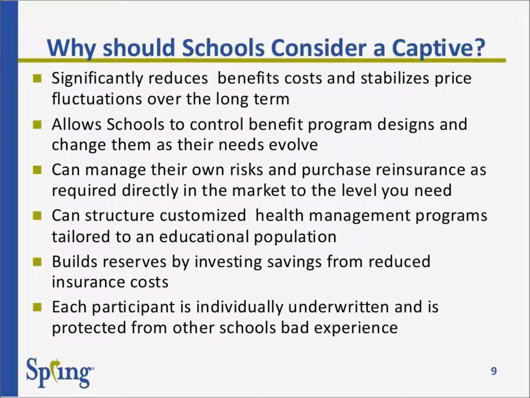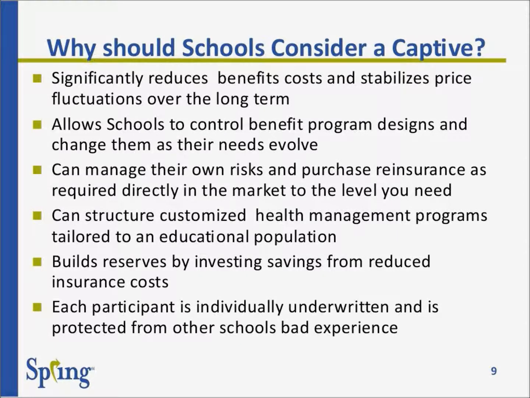You can control benefit program designs and change them as your needs evolve, so they can be very customized. You can manage the level of risk that's taken within the structure, and for catastrophic risks, you can buy reinsurance separately in the market, but as the group grows, the need for reinsurance can decline. As we've said before, you can customize health management programs, and you can run data on the group so that you understand the impact of those health management programs and tune them appropriately.